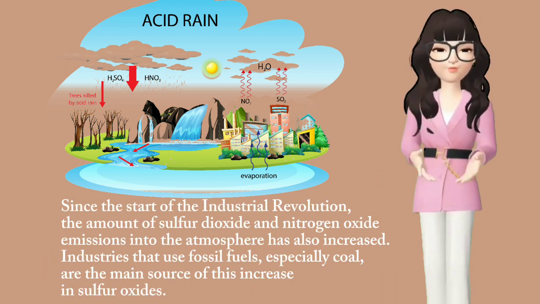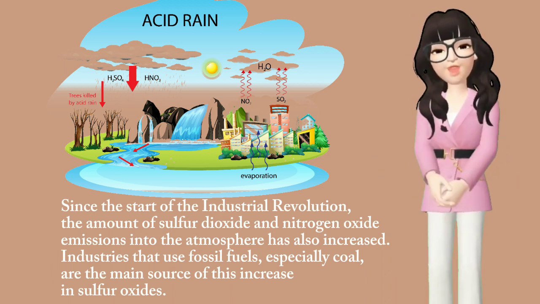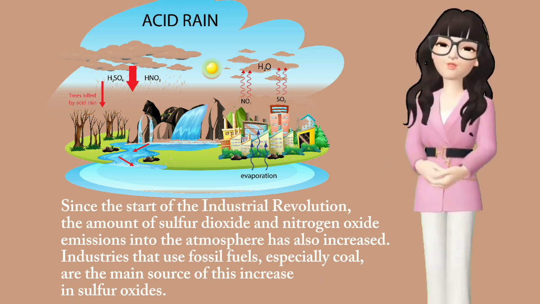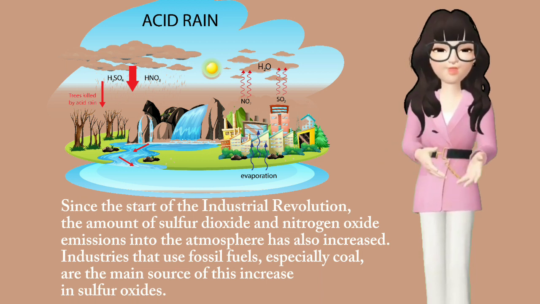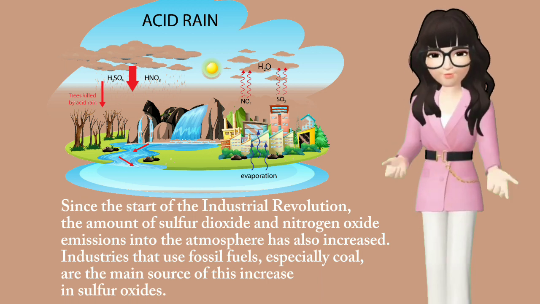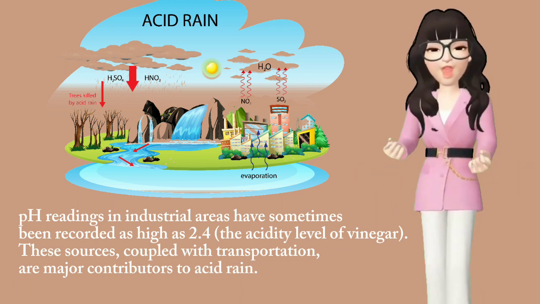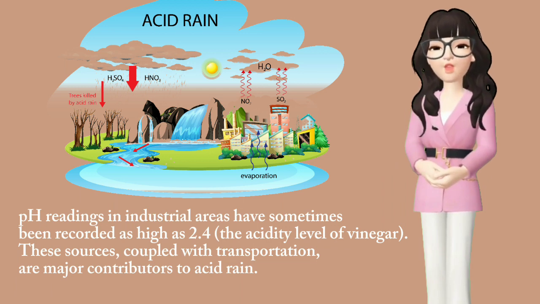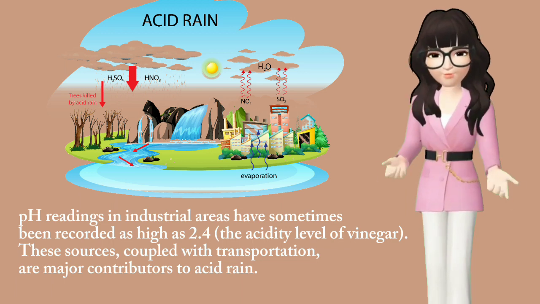Since the start of the Industrial Revolution, the amount of sulfur dioxide and nitrogen oxide emissions into the atmosphere has also increased. Industries that use fossil fuels, especially coal, are the main source of this increase in sulfur oxides. pH readings in industrial areas have sometimes been recorded as low as 2.4, the acidity level of vinegar. These sources, coupled with transportation, are major contributors to acid rain.